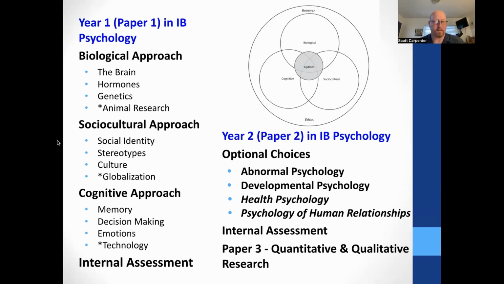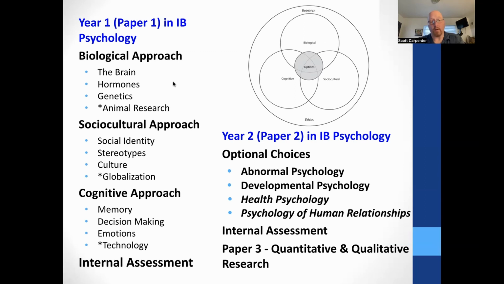IB psychology as a category 3 choice. IB psychology, year one, we talk about and explore what is often referred to as the core. The core is composed of three different approaches. You've got the biological approach, sociocultural approach, and cognitive approach, and these are just some of the subcategories covered underneath each of these approaches. The ones that are starred are the HL extensions. Those are specific to the HL students. So you'll see in biological, there's an extension of animal research; social, cultural, globalization; cognitive, the role of technology.